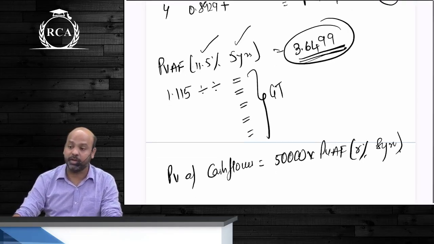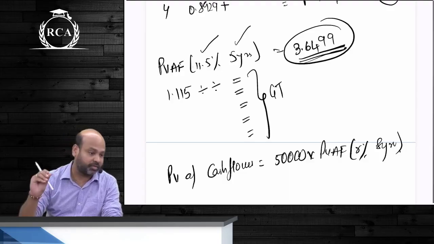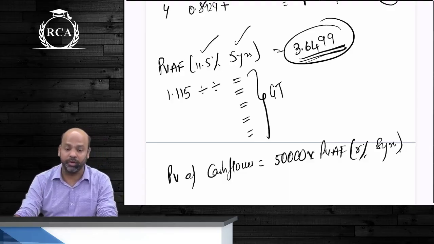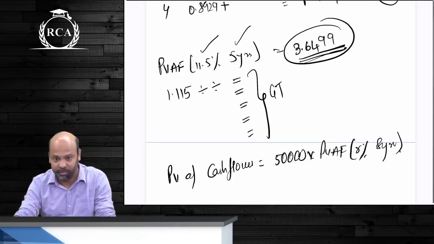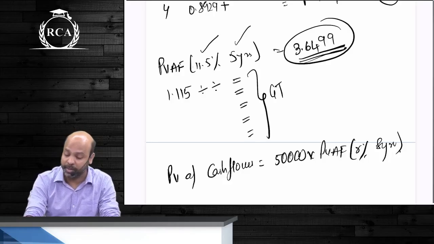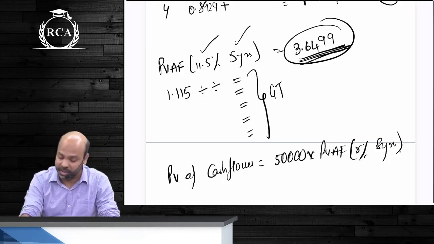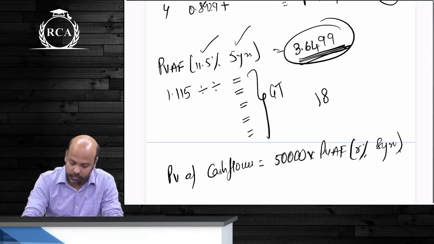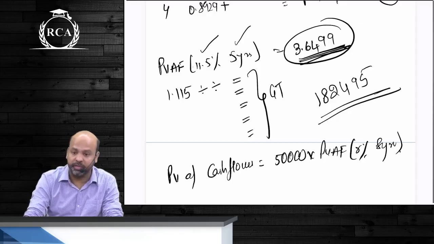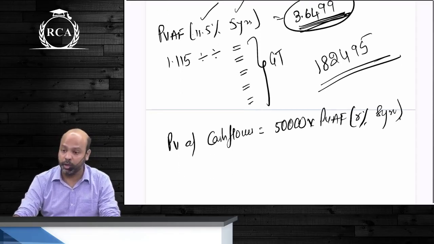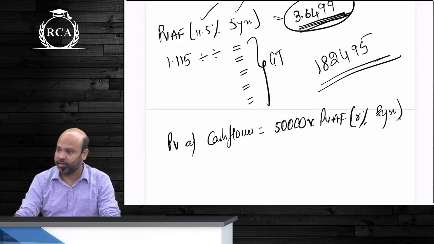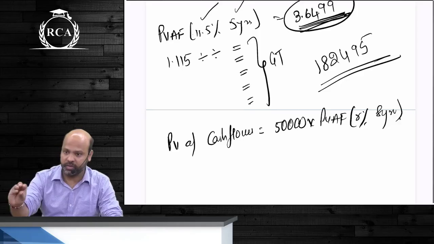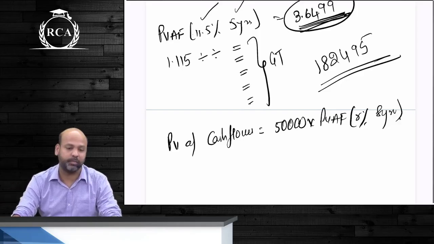3.6499, guys, is the present value of 1 rupee receivable every year for the next 5 years, provided the rate of interest is 11.5%. So if you were to receive 50,000 rupees every year for the next 5 years, the present value of that will be 50,000 multiplied by 3.6499, which is 1,82,495. So if you deposit 1,82,495 today, you will receive 50,000 every year for the next 5 years at an interest rate of 11.5%.